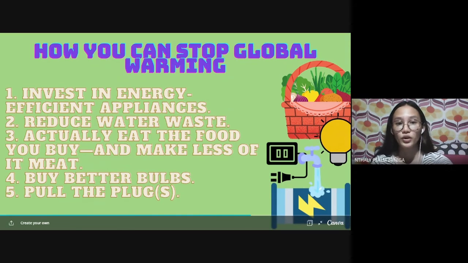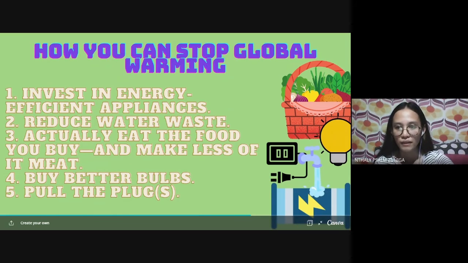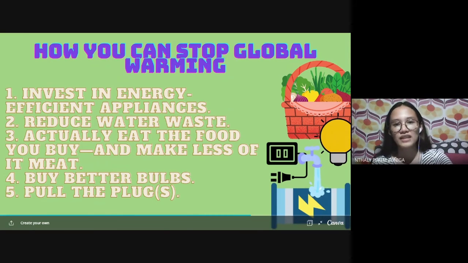Second, reduce water waste. Saving water reduces carbon pollution too. That's because it takes a lot of energy to pump, heat, and treat your water. So take shorter showers, turn off the tap while brushing your teeth, and switch to WaterSense-labeled fixtures and appliances. About 100 million kilowatt-hours of electricity per year would be saved, avoiding 80,000 tons of global warming pollution. So can you imagine that massive amount you can save from this carbon pollution? That's how you can reduce global warming.